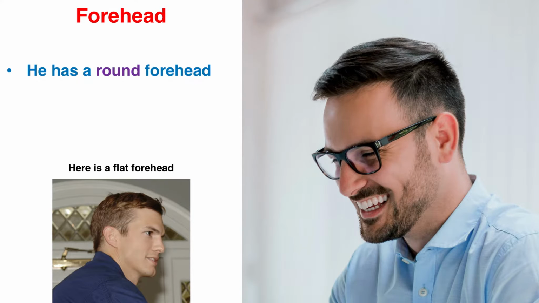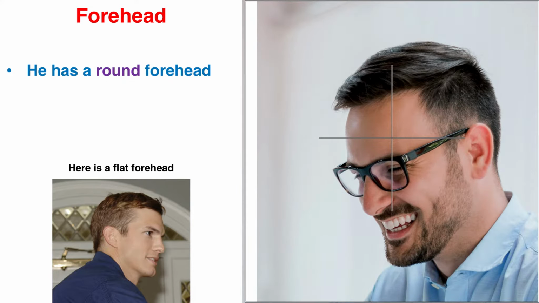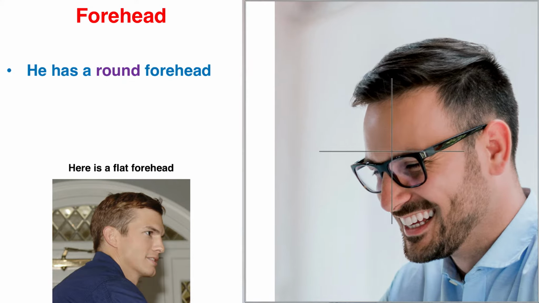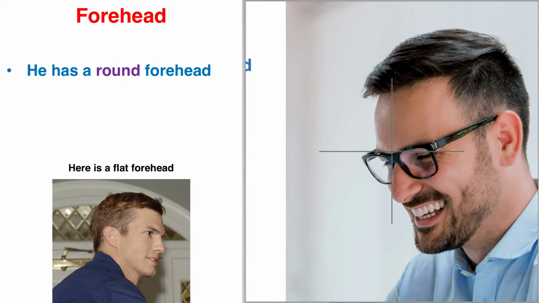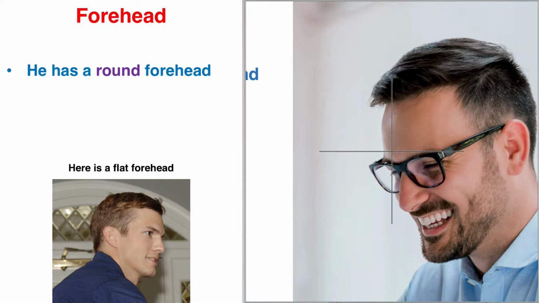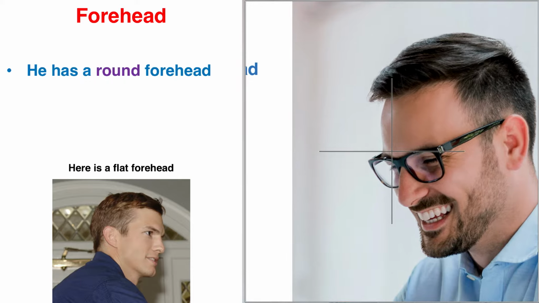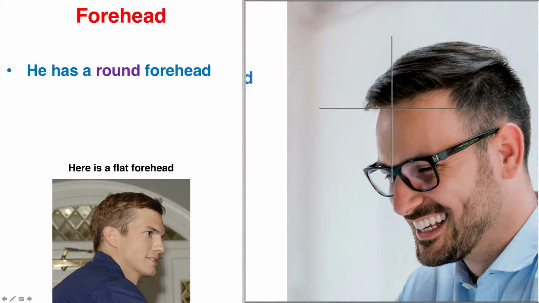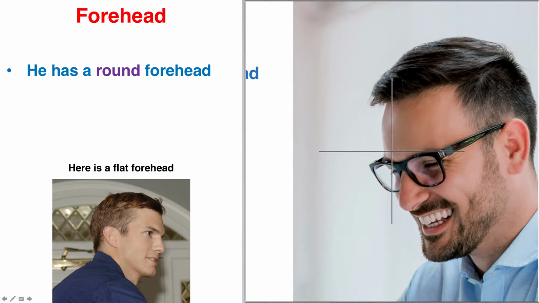Did you have anything to say about his forehead? I would describe his forehead as being round. So his forehead starts here and it goes out higher than this point and then starts to go back, or starts to recede. So this is a round forehead.